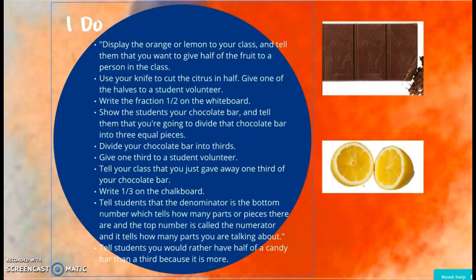Additionally, you want to share with students which fraction of a candy bar you would rather have. Would you rather have 1/2 or 1/3? This is important because it's the beginning of comparing fractions for students, and it has them begin to start thinking about which fraction is more, 1/2 or 1/3.